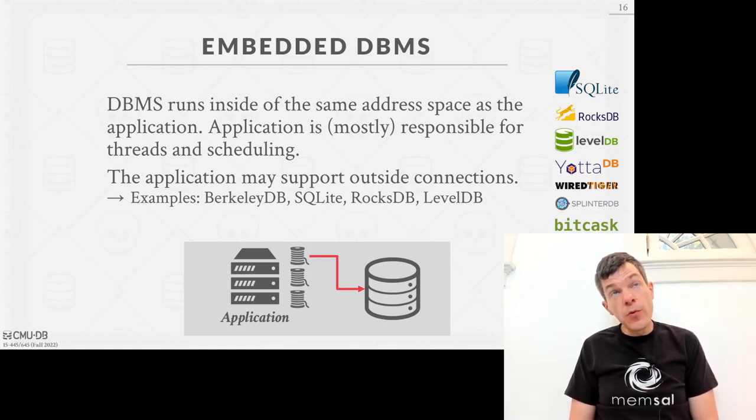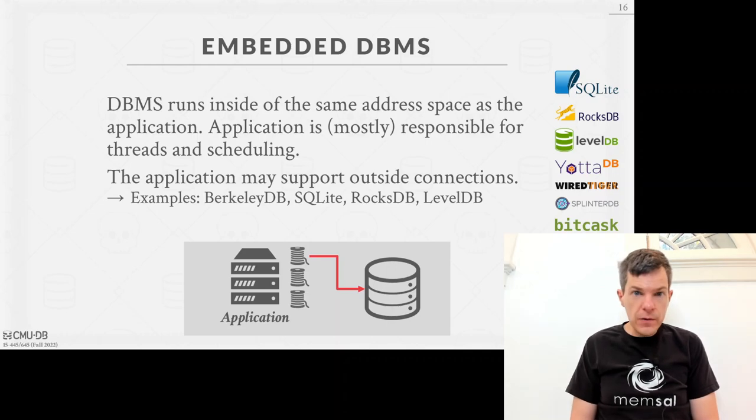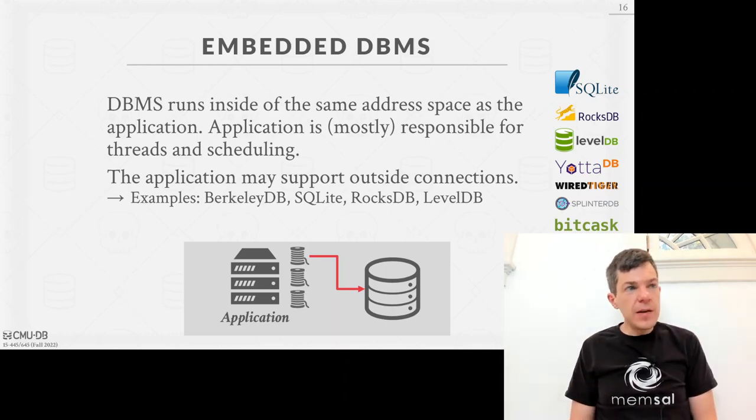SQLite is probably the most famous one, the most widely deployed embedded database. It's actually the most widely deployed database in general. But it's not the first embedded database. The first one probably is Berkeley DB from the late 80s, early 90s. Oracle bought them in 2006. Think of it like an embedded key value store, like a hash table, but they also had B plus trees.